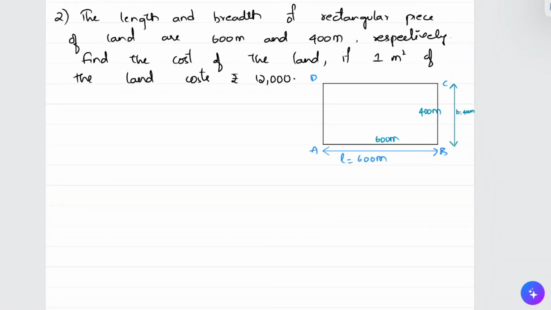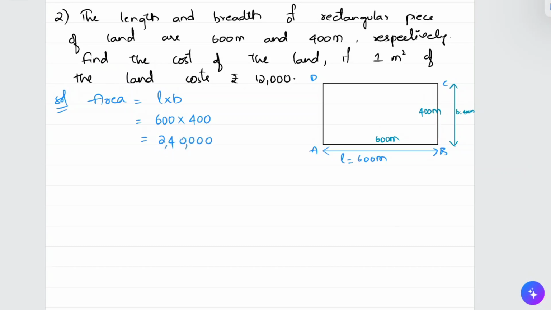Done. Is the area formula clear? It's clear now. Area of rectangle formula, L into B. So 600 into 400. 6 fours are how much? 24. And how many zeros are there? 1, 2, 3, 4. 4 zeros.